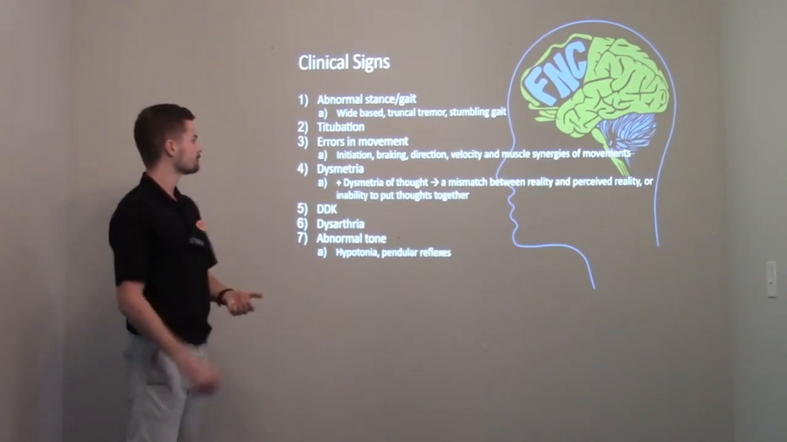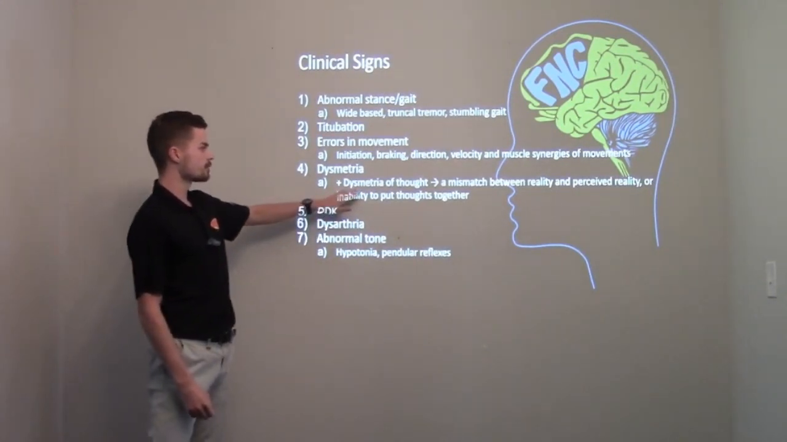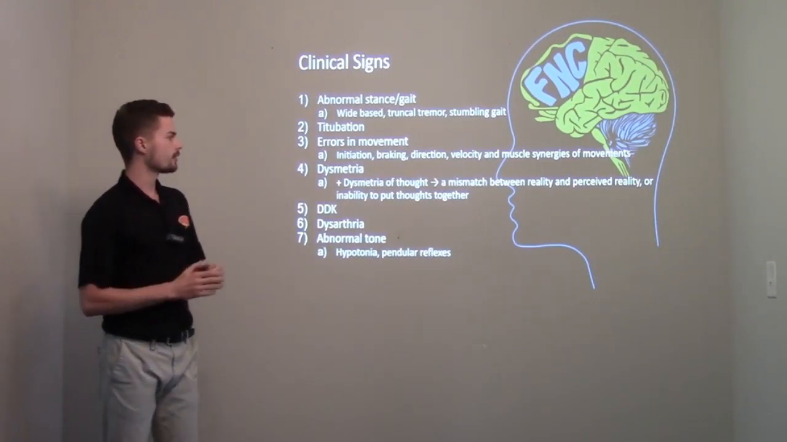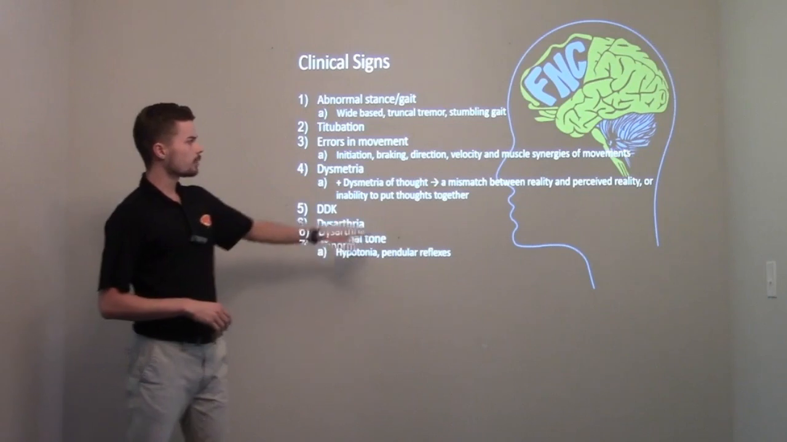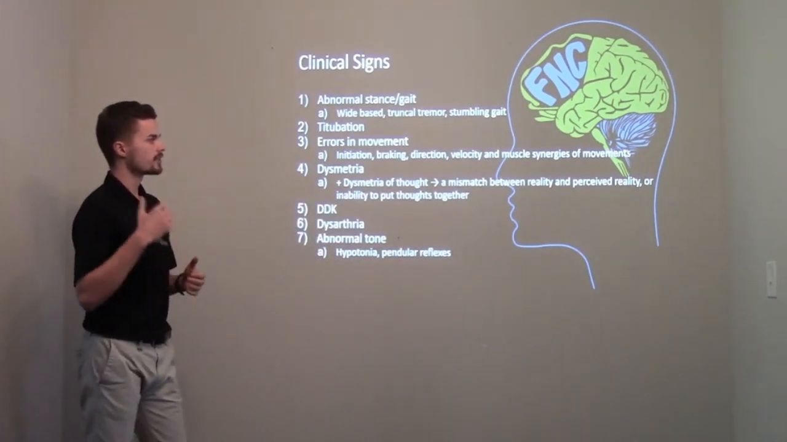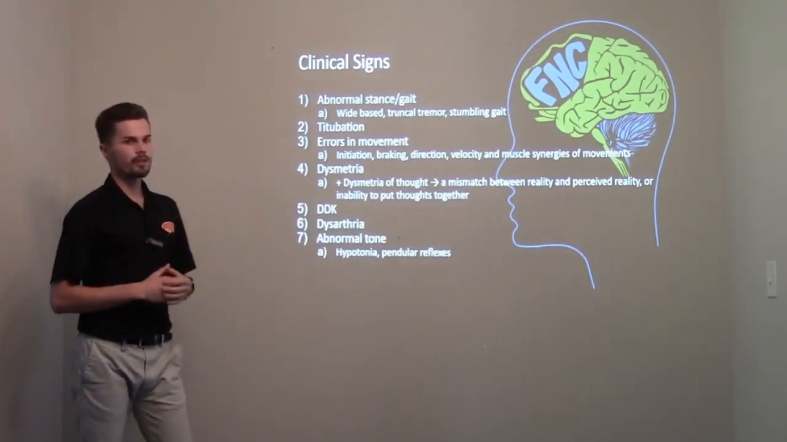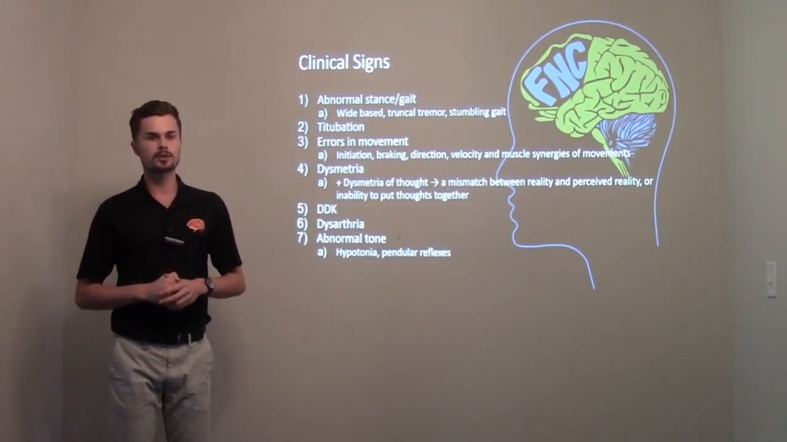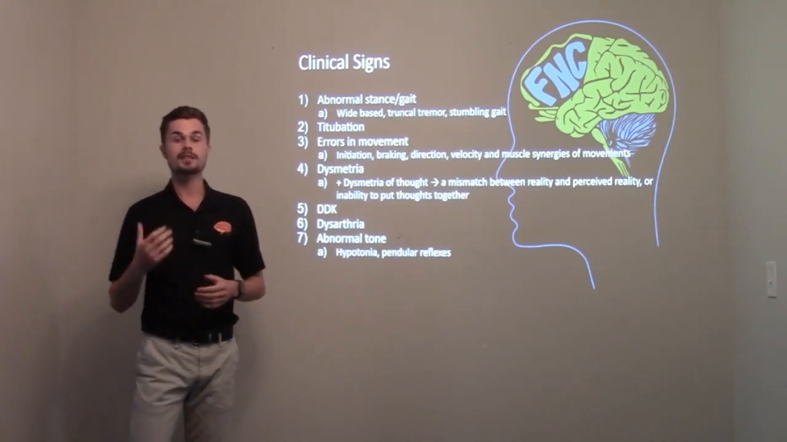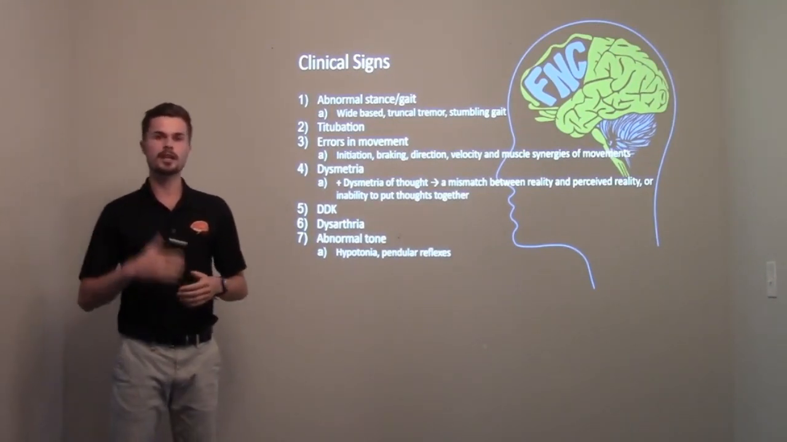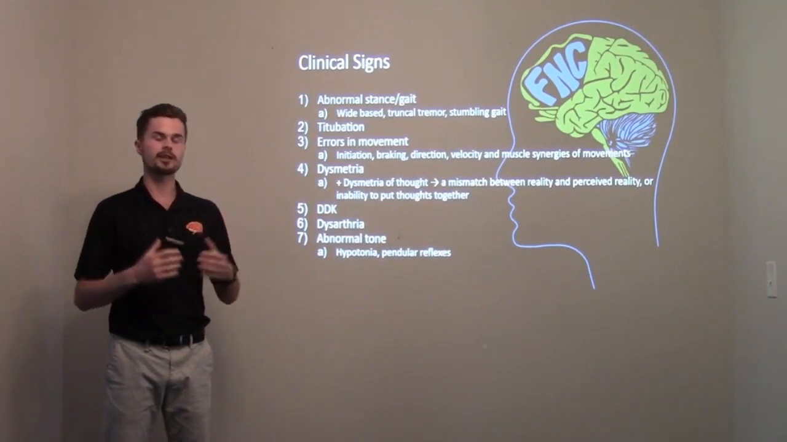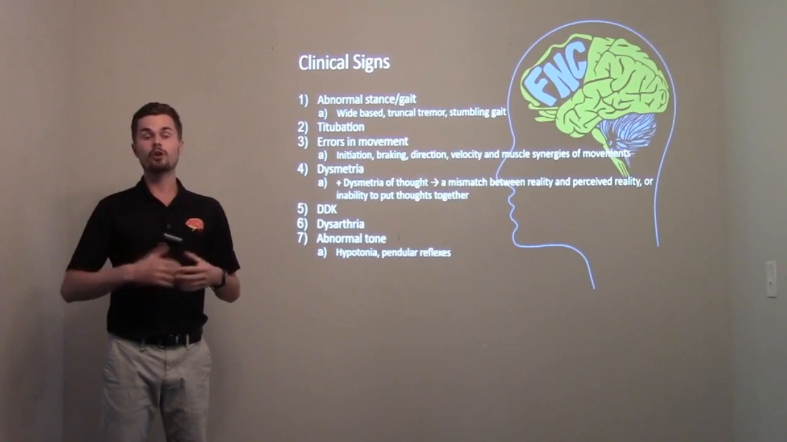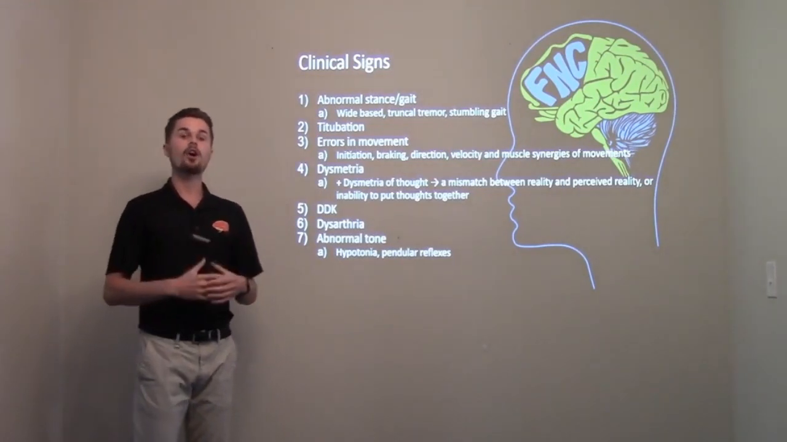Okay, but then we also can have dysmetria of thought, and this is what Dr. Jeremy Schmahmann has discovered a lot in his research. So basically what it is, it's a mismatch between reality and perceived reality, or inability to put thoughts together. One good example of this, not a lesion, but how you can see it in everyday life, is when you're studying for, let's say, eight hours straight, and you start feeling like, oh, I can't take in any information, this is not making any sense, and you go for a walk outside, and then you come back and like, oh, this makes so much more sense.